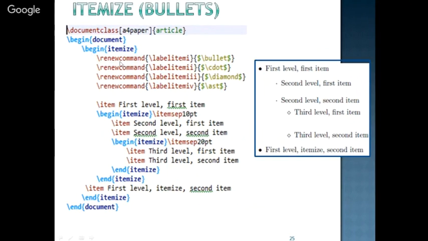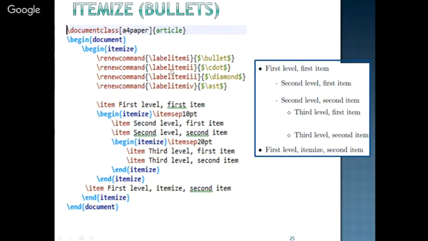After that, for itemize you have to start a different environment, that is itemize. So backslash begin itemize you have to write. Then you have to define different itemized styles. Here we have used bullets, circ dot, diamond shape, and asterisk shape. So here the command is backslash renewcommand, then in curly braces backslash labelitemi. Labelitemi, here this is the first level. So for that we have defined bullets.